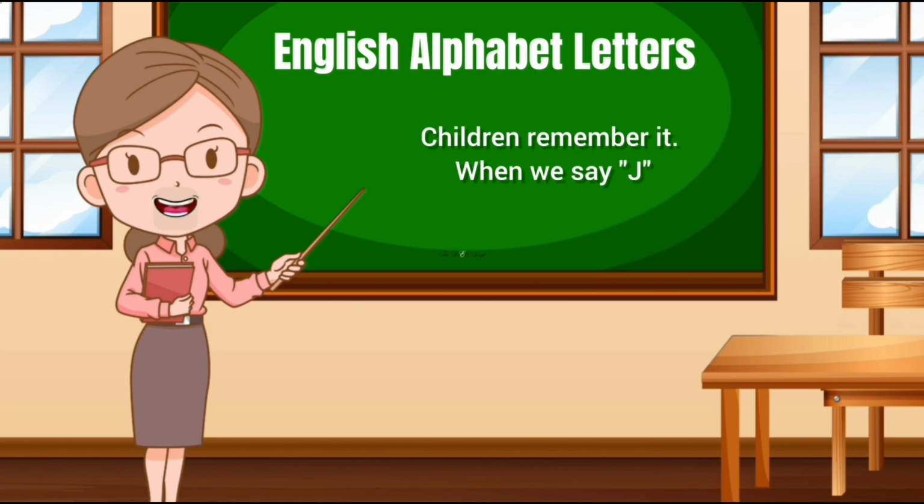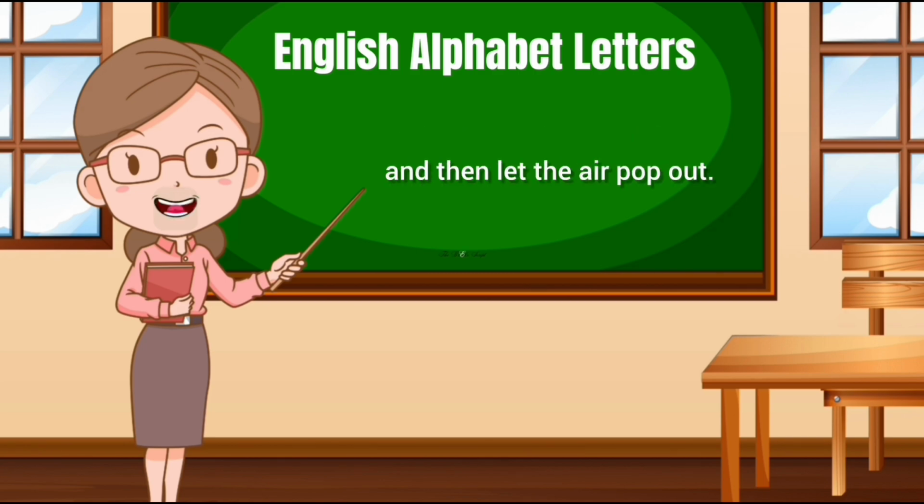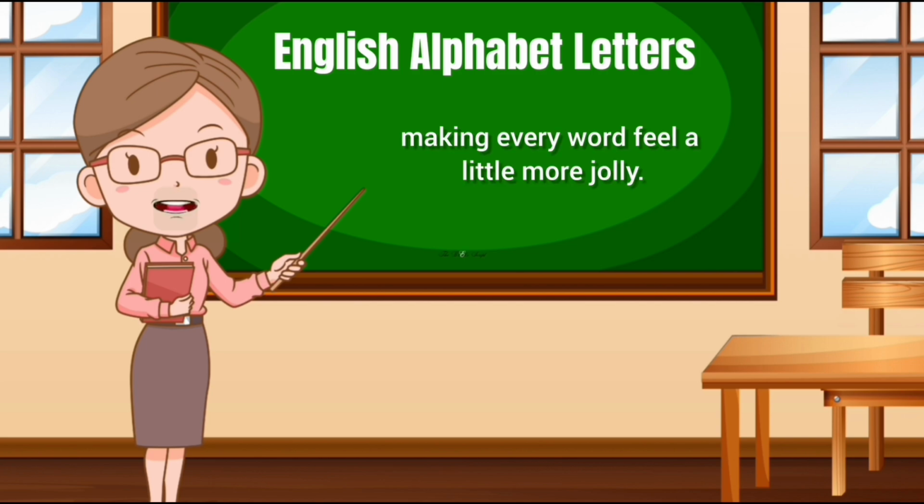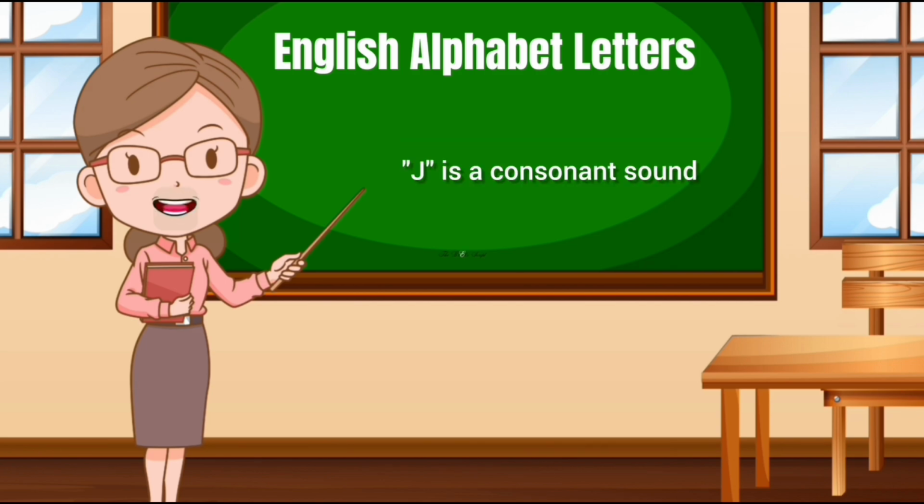Children, remember when we say J, we start by touching the tip of our tongue to the roof of our mouth and then let the air pop out. It's a bright, bouncy sound that helps create lots of fun and exciting words, making every word feel a little more jolly. J is a consonant sound.